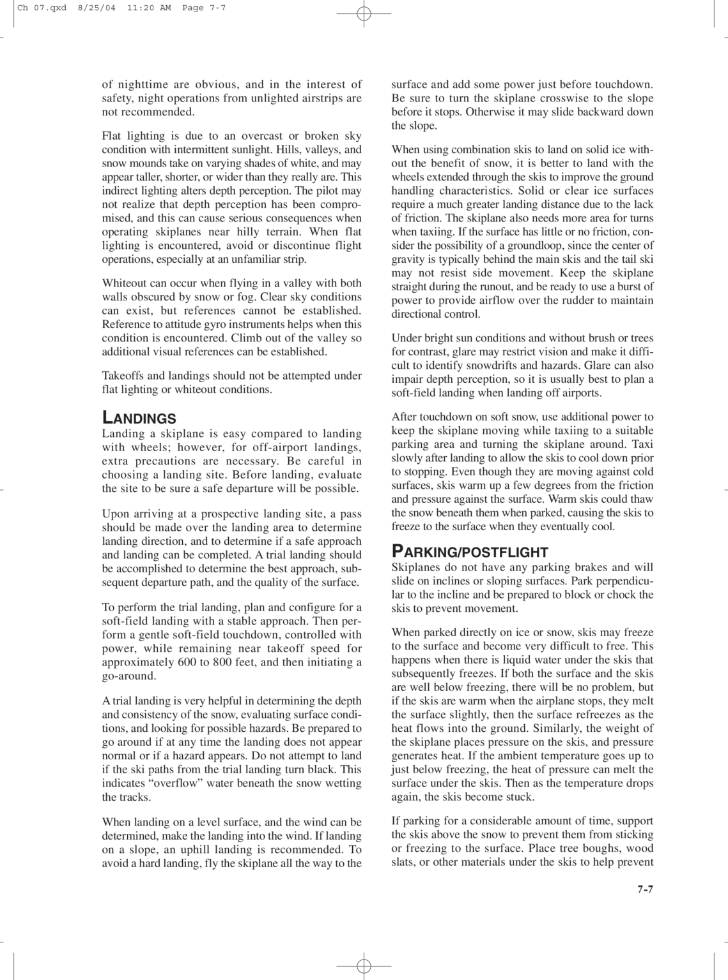Keep the skiplane straight during the run-up, and be ready to use a burst of power to provide airflow over the rudder to maintain directional control. Under bright sun conditions and without brush or trees for contrast, glare may restrict vision and make it difficult to identify snowdrifts and hazards. Glare can also impair depth perception, so it is usually best to plan a soft field landing when landing off airports.